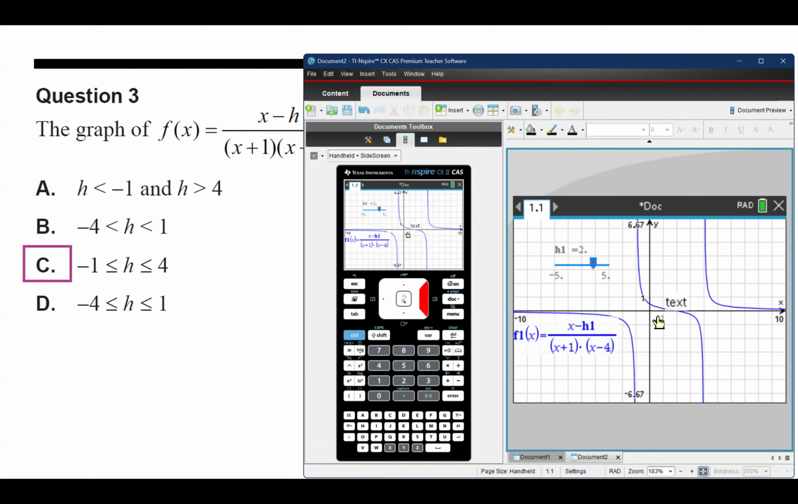On the other side, if you push that to 4, h equals 4, you can see this is a truncus. But if it's greater than 4, it gives you a local minimum. So that is Question 3.